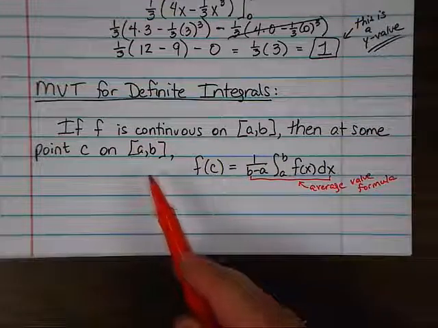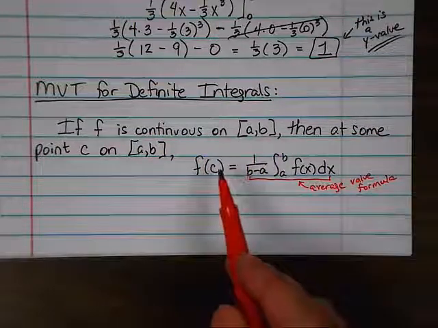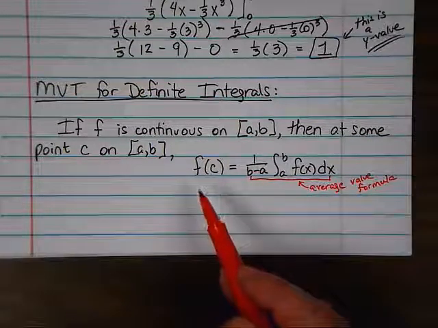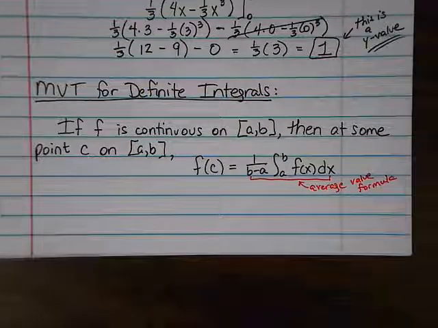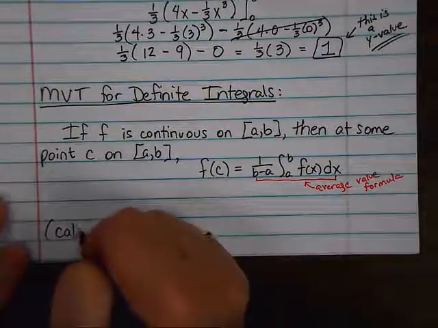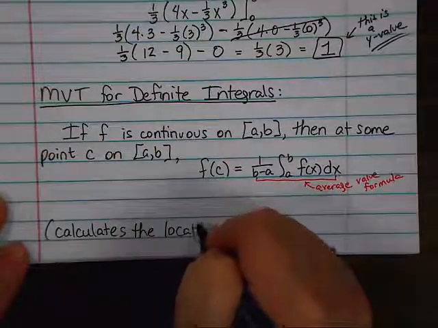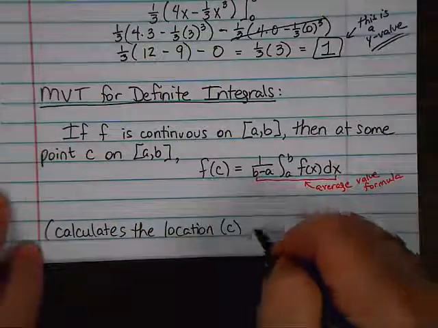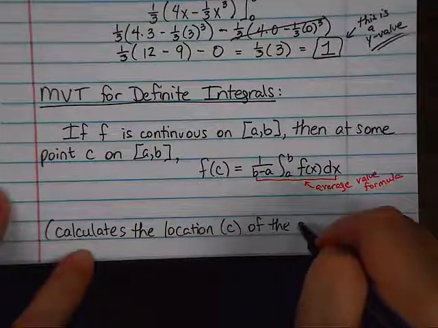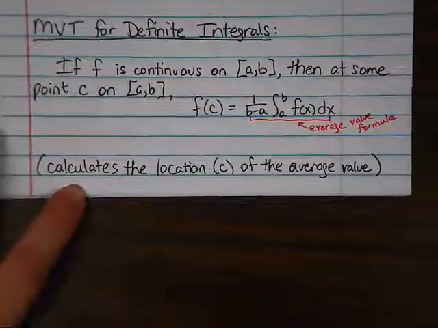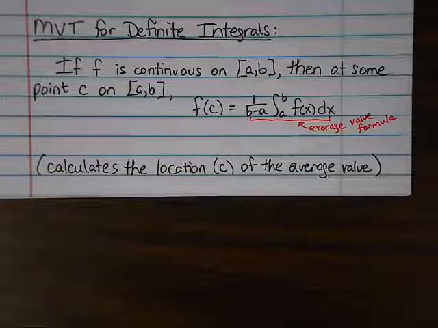So it guarantees that somewhere on your interval there is going to be a c value that tells you the location of your average value. So I'm going to write this in more simple terms at the bottom. This calculates the location, or the c value, of the average value. So basically that's what the mean value theorem does. Once you find an average value, it tells you where it is.